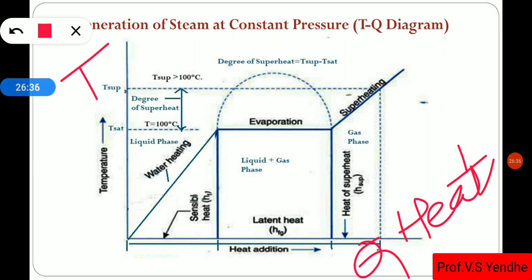Dear students, I hope you have understood the different phases of steam generation under constant pressure and the various types of heats, that is sensible heat, latent heat, and the heat of superheated steam.